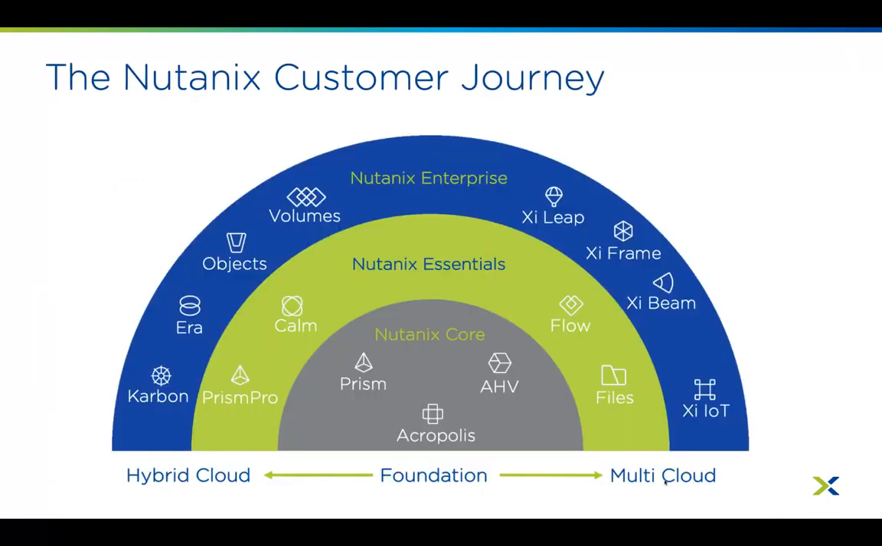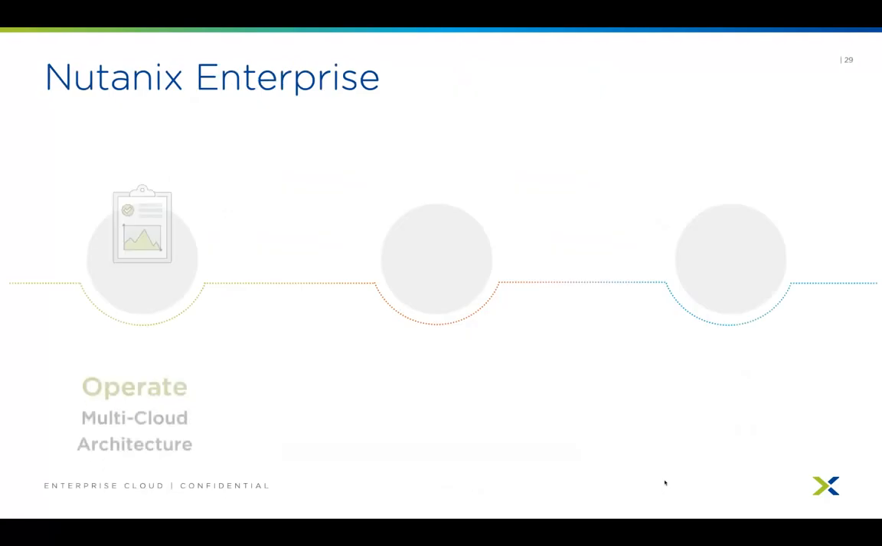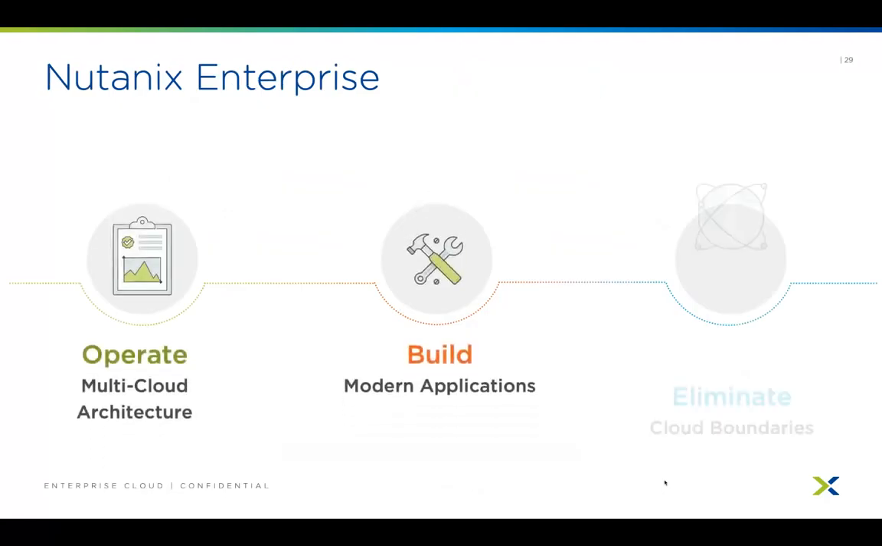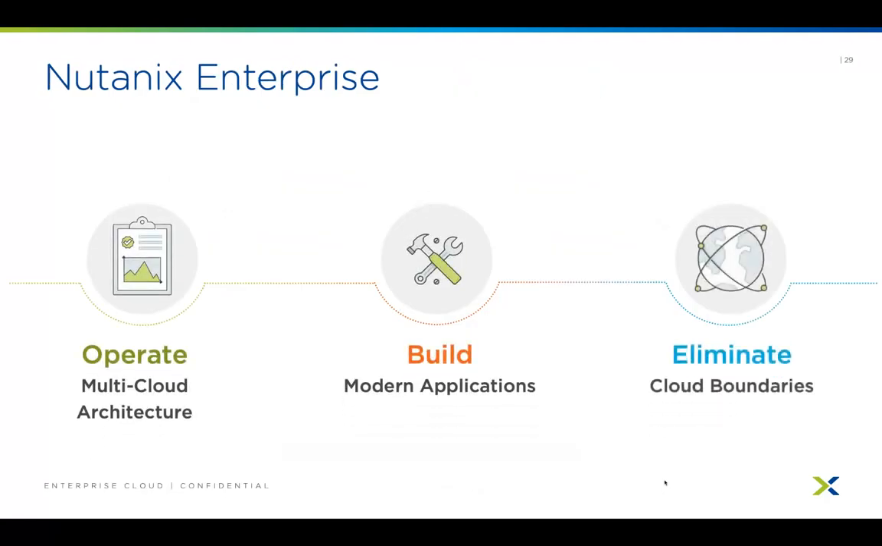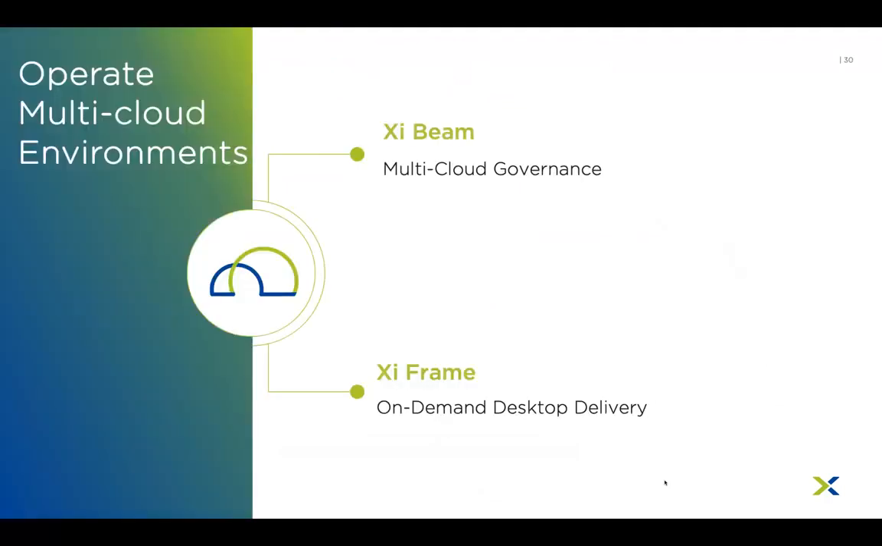As you can see in the enterprise, there are so many products, so we decided to subcategorize them into 3 subcategories. Products that can help you operate in a multi-cloud architecture, products that can help you to build modern applications, and products that can help you to eliminate completely the cloud boundaries. So let's start with the products that can help you operate in a multi-cloud environment, and we are speaking mainly about 2 products, Beam and Frame.